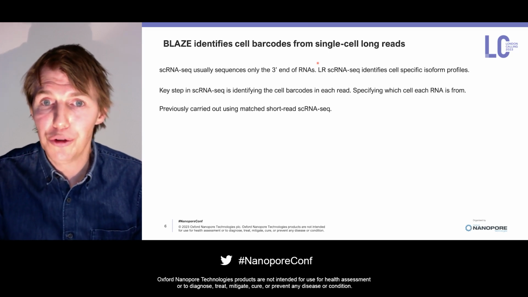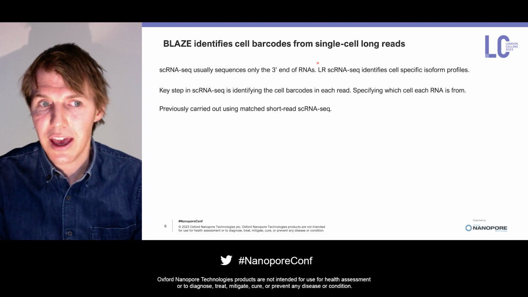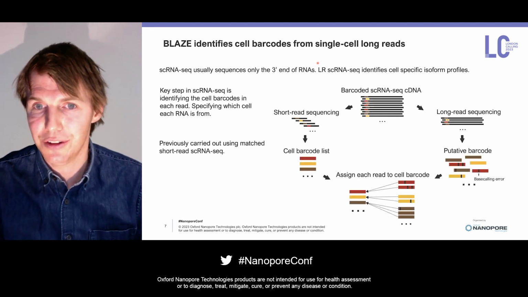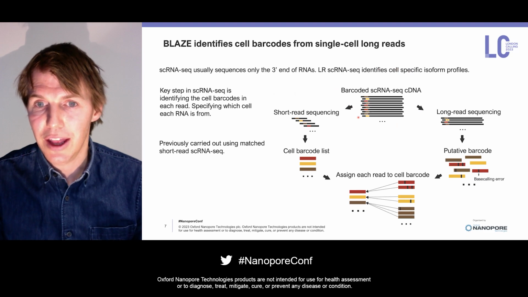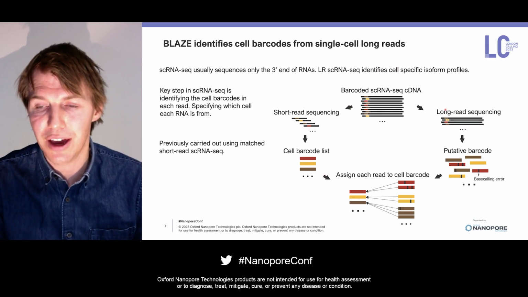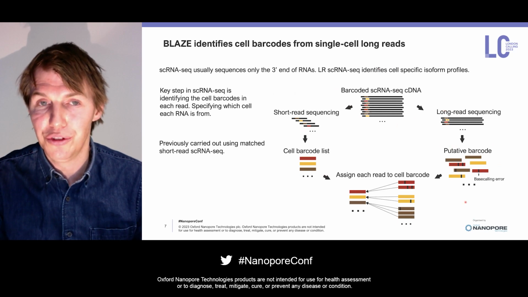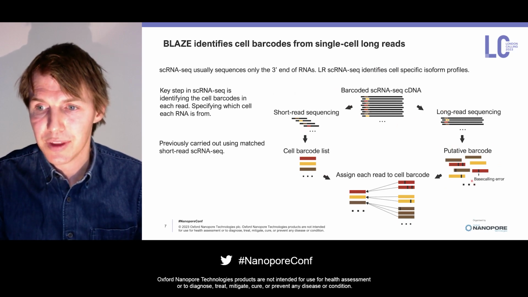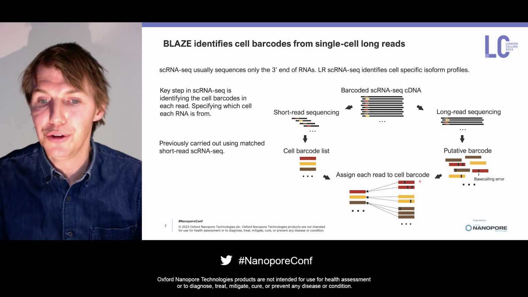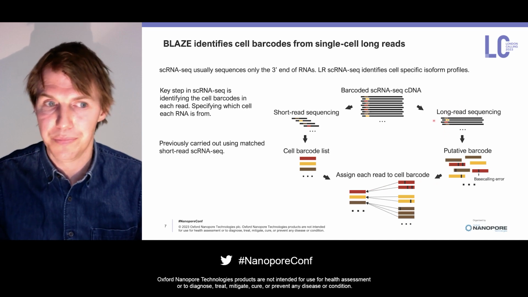Now, previously, most people who wanted to do long-read single-cell sequencing have used matched short-read sequencing to identify the barcodes. Basically, it worked like this. You had your barcoded reads, and you performed short-read sequencing to create a list of barcodes for each cell. You then did long-read sequencing on the same sample, extracted the putative barcodes that would often have sequencing errors in them, which meant it was difficult to understand exactly what cell barcodes they were, and then you do a matching process to assign each of the cell barcodes to your putative barcodes, and in that way you could work out which cell each of your long reads came from.